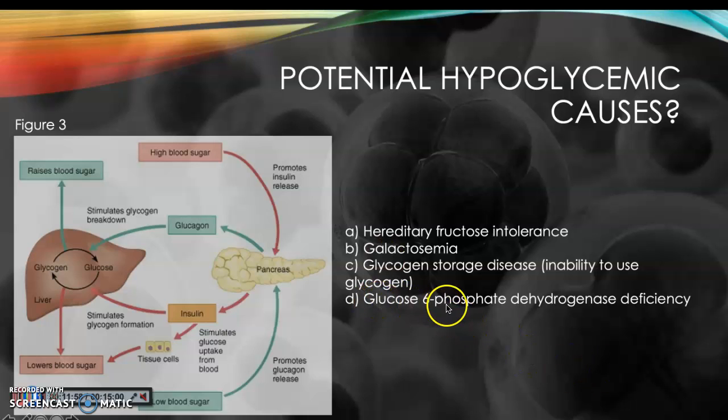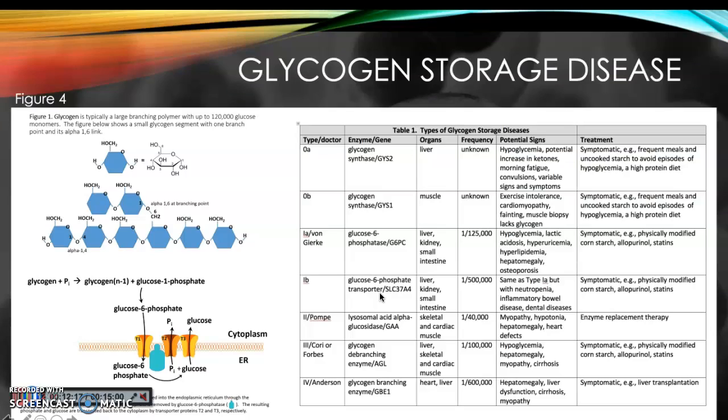Lastly, we'll address glucose 6-phosphate dehydrogenase deficiency. This is an enzyme that partakes in the first non-reversible step in the pentose pathway. Deficiency of this results in hemolytic anemia, which is really not pertinent to this situation at all. So C seems to be our answer. And again, here on this last slide, we see a list of several of the possible types of glycogen storage diseases, their signs, and their treatments. But C is the valid answer here.